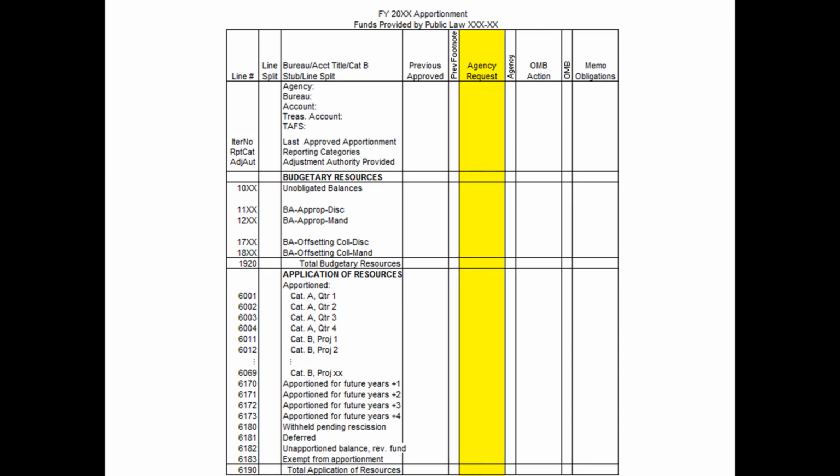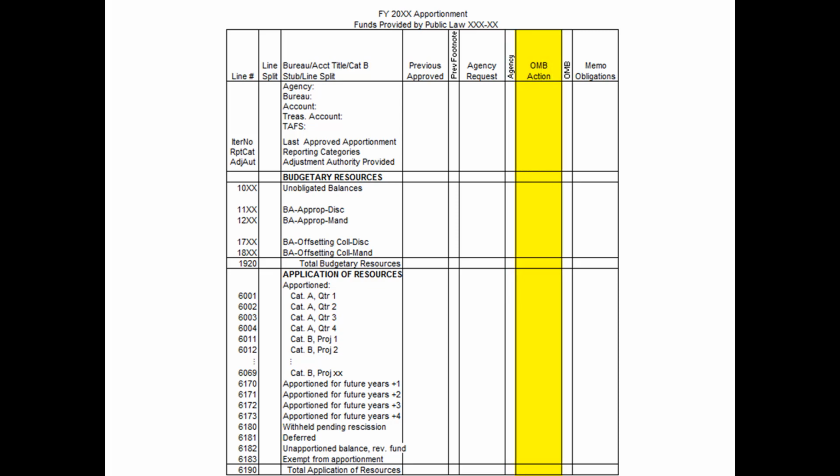Next is the heart of the apportionment, the agency request column. This column reflects what you're asking OMB to approve. The OMB apportionment system automatically copies the amounts in the agency request column to the OMB action column. This saves OMB from having to enter the values in that column. In the majority of actions, OMB does approve the requested amount, so this is a big time saver for them. If they want to approve a different amount, they simply edit the amount that's been entered by formula. This next column is used to identify footnotes in the agency request column.